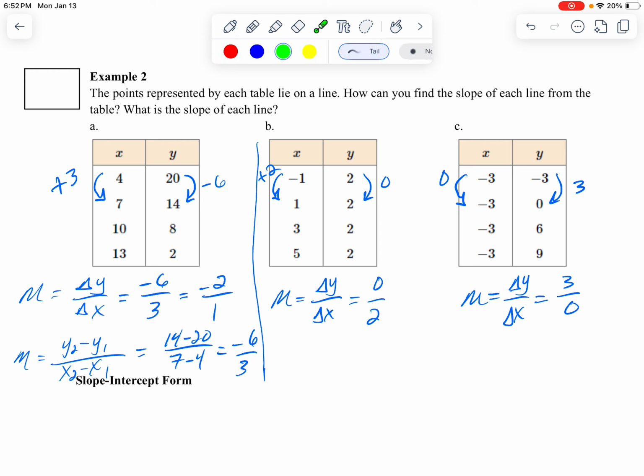Okay. So notice what I've got, 0 over 2 and 3 over 0. One of these slopes is 0 and the other slope is undefined. 0 on the top is okay. I can take 0 and I can divide it by a number and I get 0. However, if 0 is in the bottom of our fraction, this is not okay. This is never okay in math. That gives us something that we say is undefined. So here we have a slope of 0, and over here we have a slope that is undefined.